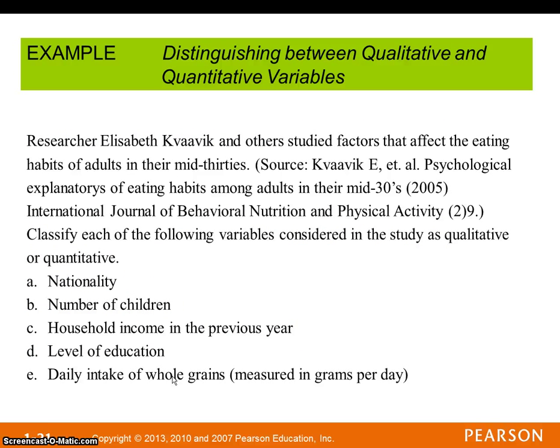So here is an example to distinguish between qualitative and quantitative variables. A researcher studies factors that affect eating habits of adults in their mid-30s, and we want to classify each of the following variables considered in the study as qualitative or quantitative. So nationality. That would be a qualitative variable, right? Because you can't say that one nationality is greater or smaller than another. The number of children would be quantitative. Household income would be quantitative. Level of education, again, that would be more qualitative. And then daily intake of whole grains, that would be quantitative.